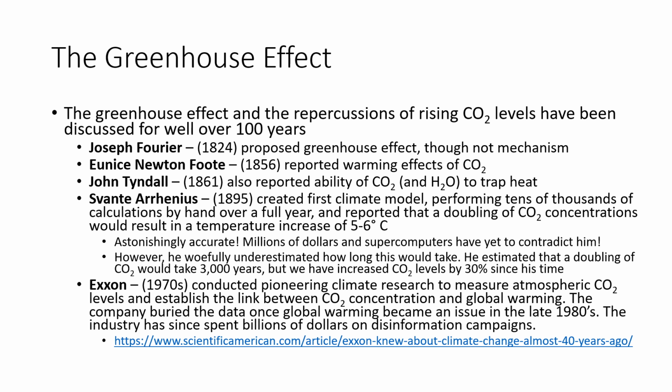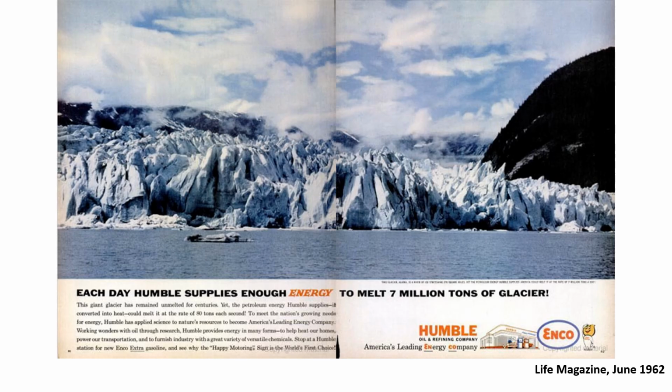And then they spent billions of dollars in disinformation campaigns to misinform the public since the 1980s, which is why we have the ridiculous debate in the United States of, is global warming a thing? Is global warming not a thing? The fossil fuel companies that are primarily responsible for global climate change are the ones that are peddling the misinformation and deceiving the public. But they knew exactly what they were doing. So ads like this from 1962, where Humble Oil is bragging about how much energy they produce every day, enough energy to melt 7 million tons of glacier. So they are aware.